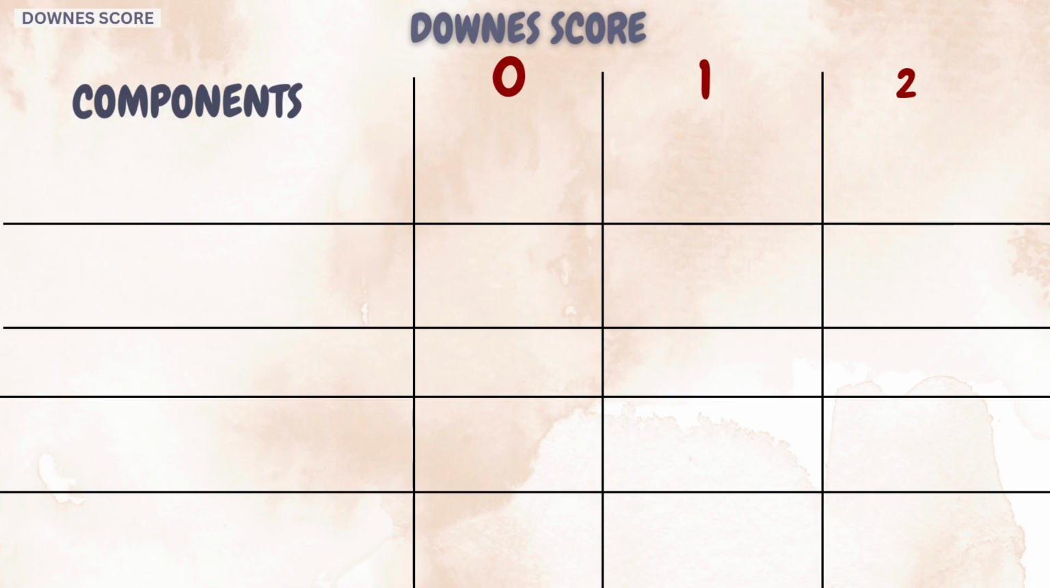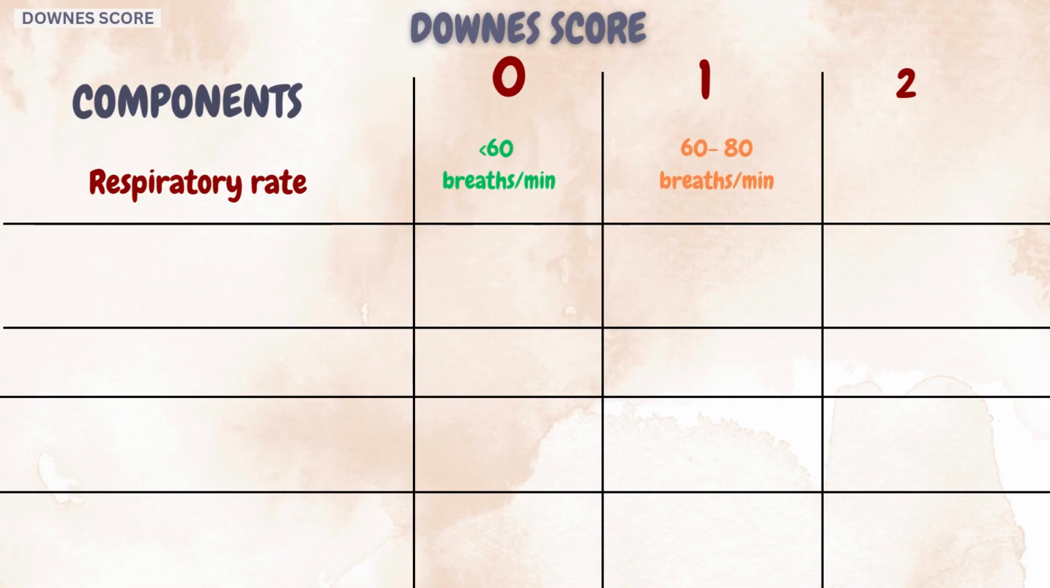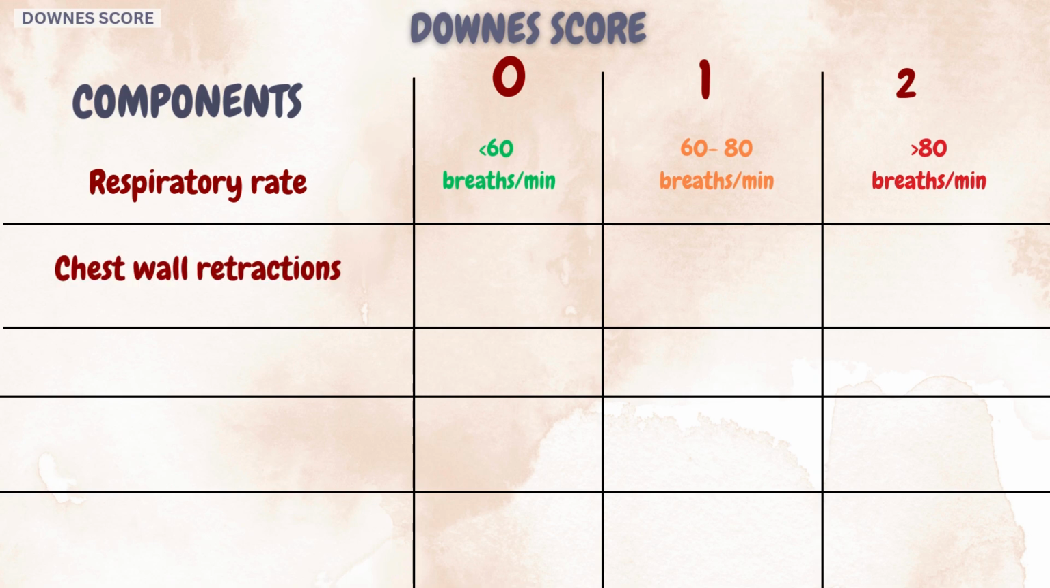The first component that we have is the respiratory rate. If the newborn's respiratory rate is below 60 breaths per minute, score 0 will be given. If the respiratory rate falls between 60 to 80 breaths per minute, score 1 will be given. And if the respiratory rate is more than 80 breaths per minute, a score of 2 will be given to that newborn.